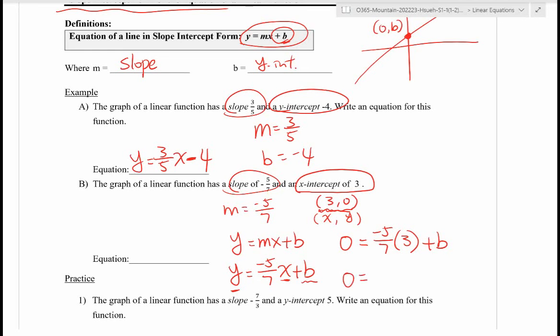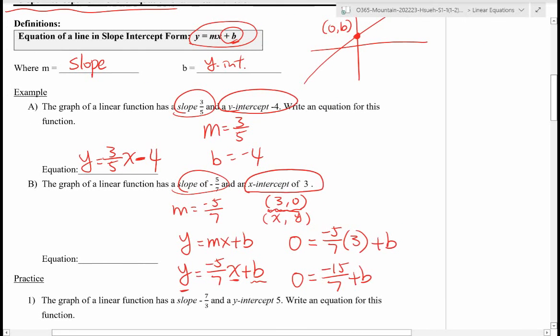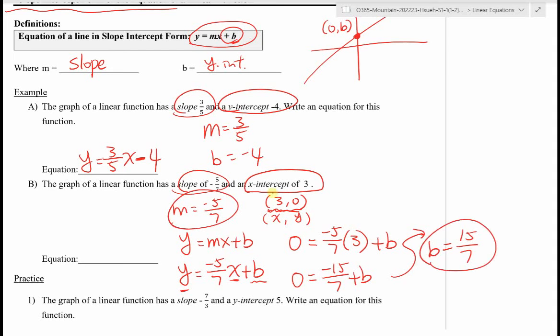Then if we solve this, -5 times 3 is -15 over 7, plus b. Therefore, to solve for b, we simply move the -15 over 7 to the left by adding it, so b equals 15 over 7. And therefore, we know the value of m and the value of b, so we know the equation of this line.